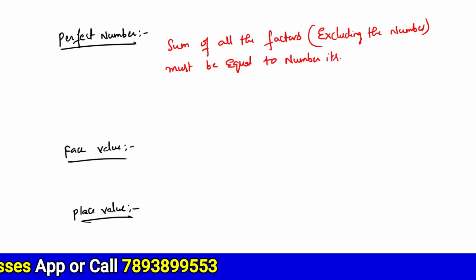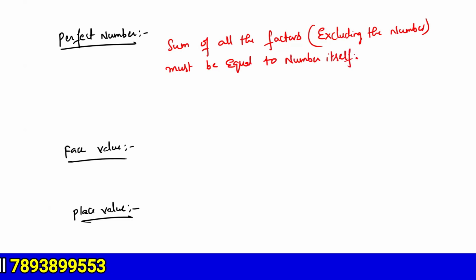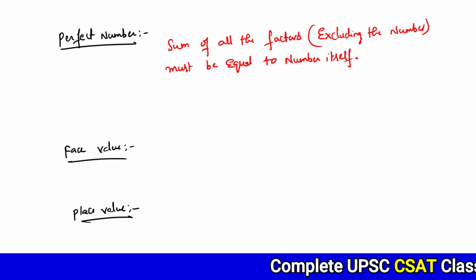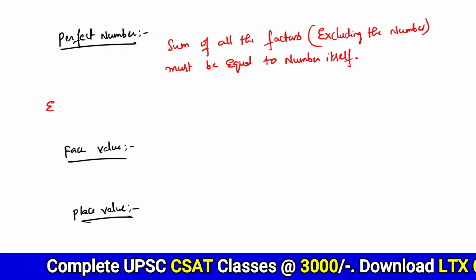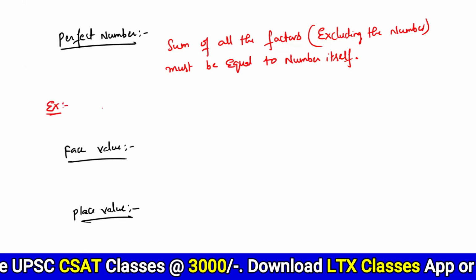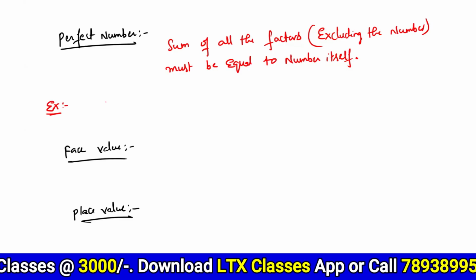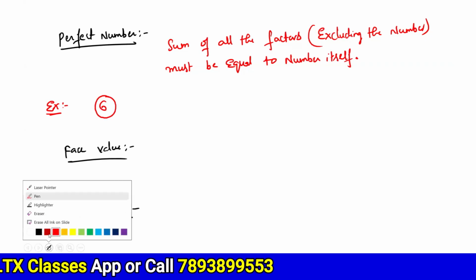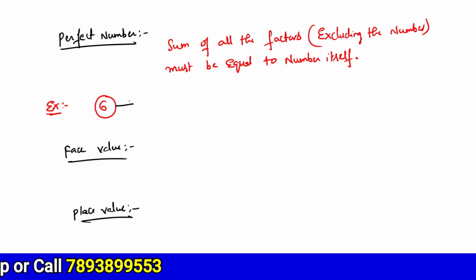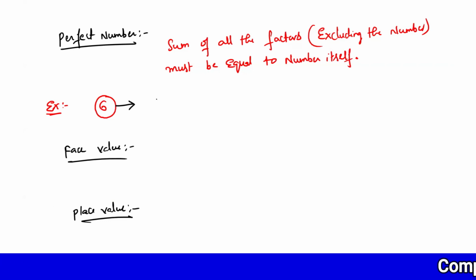First, note down the definition and we will explain. Write down the definition. The definition is: sum of all the factors excluding the number must be equal to the number itself. If I take an example, you will easily understand. Let us take the number 6. What are the factors of 6? 1, 2, 3, 6. Very good.